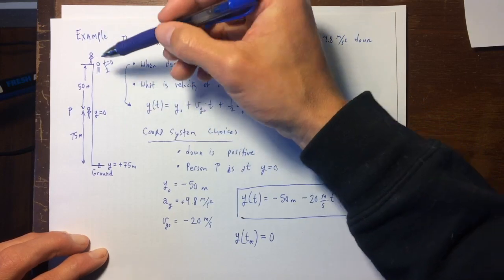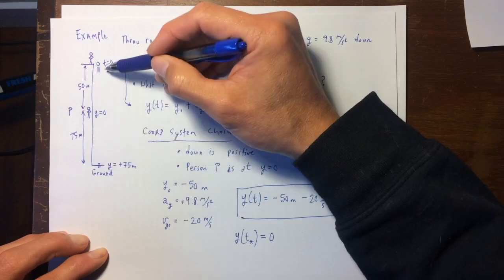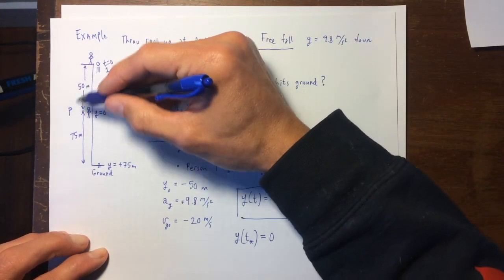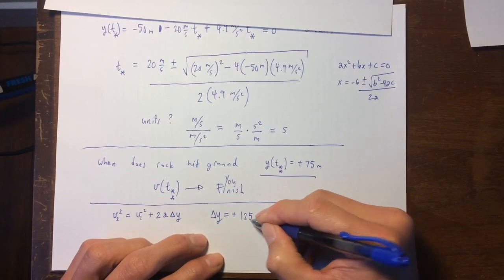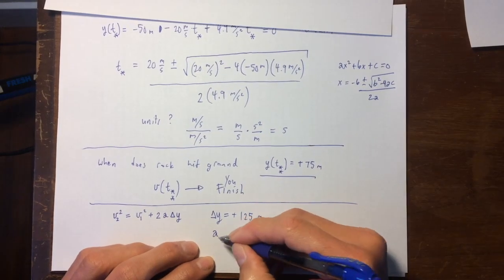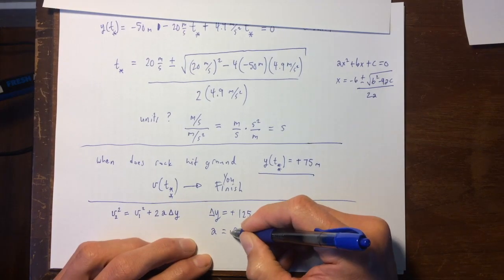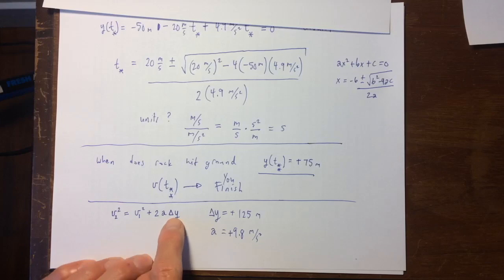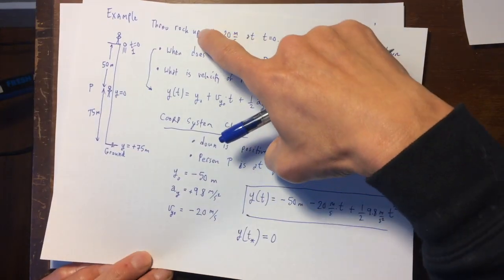And you'll notice that since down is positive, this is a positive displacement from 1 to 2. So the positive displacement is 50 plus 75. That's 125 with a plus sign, 125 meters. The acceleration is 9.8 meters per second squared, and since down is positive, you put a plus sign. So I've got the 2, the 9.8, the 125, the initial velocity squared. So the initial velocity is 20 meters per second upwards.